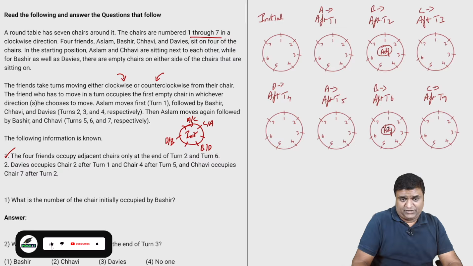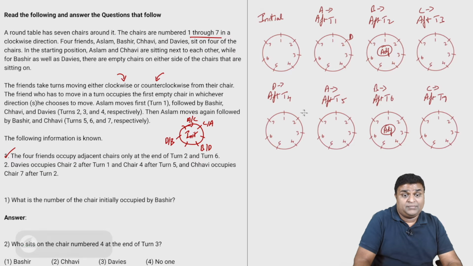D occupies chair 2 after turn 1. After turn 1, D over here is occupying chair 2. Okay. And is occupying what? Chair 4 after turn 5. After turn 5, it is chair 4, right? So that's D over here. You just have to be careful with that. That's it. What else can you fill up? We have done till here. Let's look at it quickly.